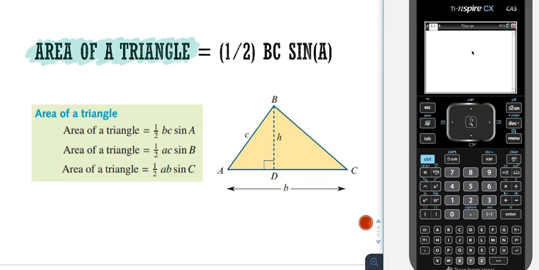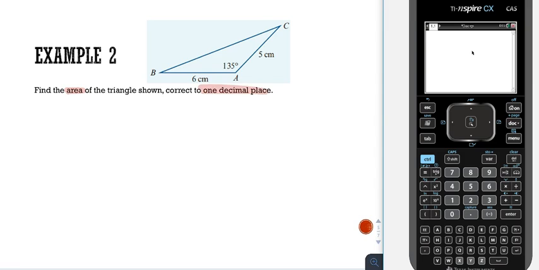Another method is to use a half b times c sine a. You've got to make sure you've got the right information. It's a cozy angle scenario where we're using this rule. So if you've got a cozy angle, i.e. 135 degrees is cozy between 6 and 5, then you can use this rule to calculate the area.